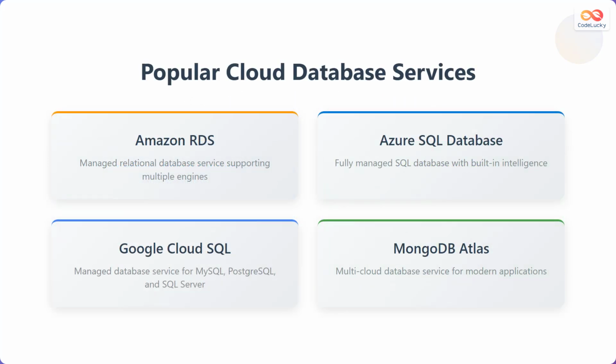Now let's explore some popular cloud database services. First is Amazon Relational Database Service, also known as Amazon RDS, which is a managed relational database service that supports multiple engines. Next is Azure Structured Query Language Database, which is a fully managed structured query language database with built-in intelligence. Then there is Google Cloud Structured Query Language, which is a managed database service for MySQL, PostgreSQL, and SQL Server. Finally, there is MongoDB Atlas, which is a multi-cloud database service for modern applications.